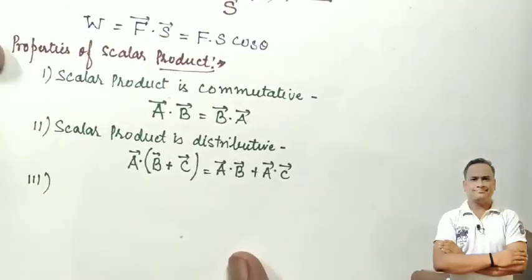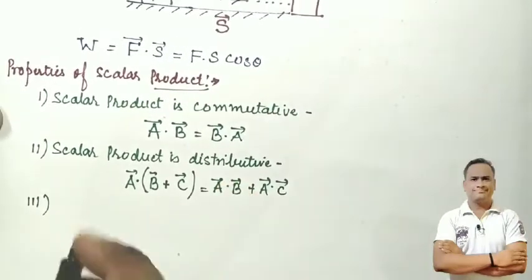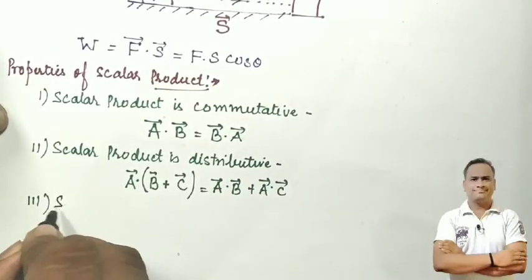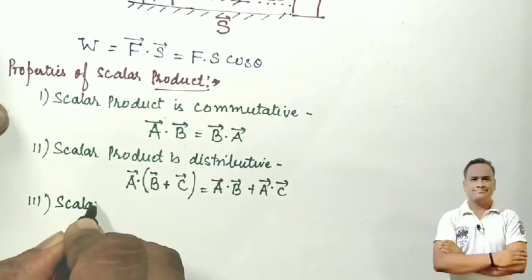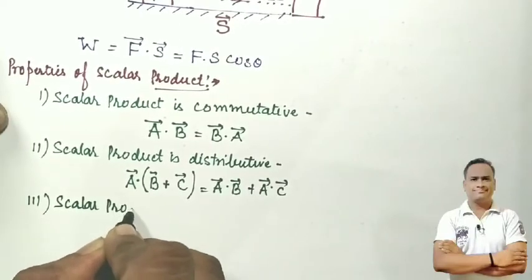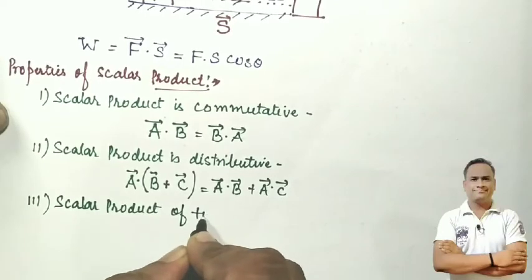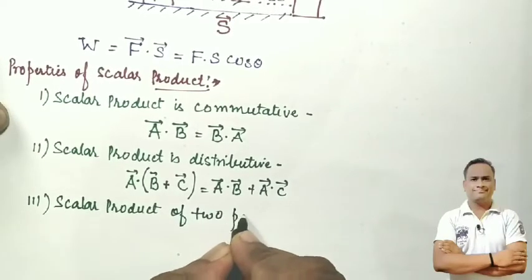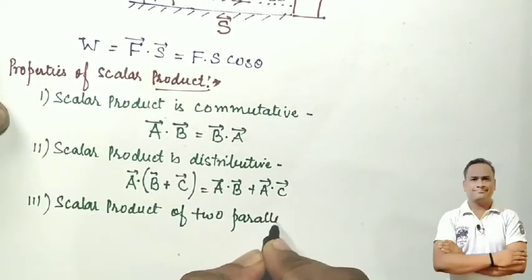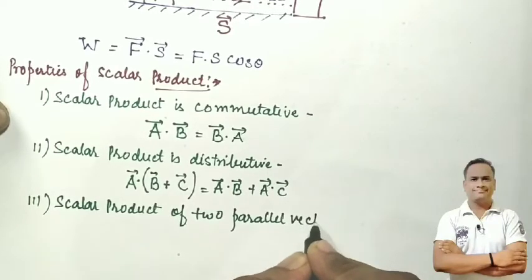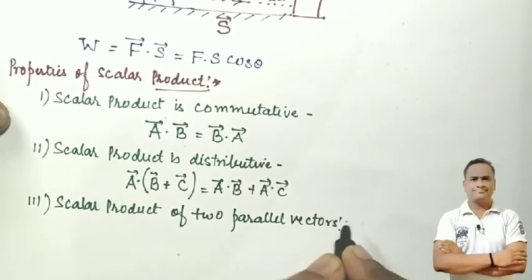The third property of the scalar product is the scalar product of two parallel vectors. Let us suppose that two vectors are parallel to each other.